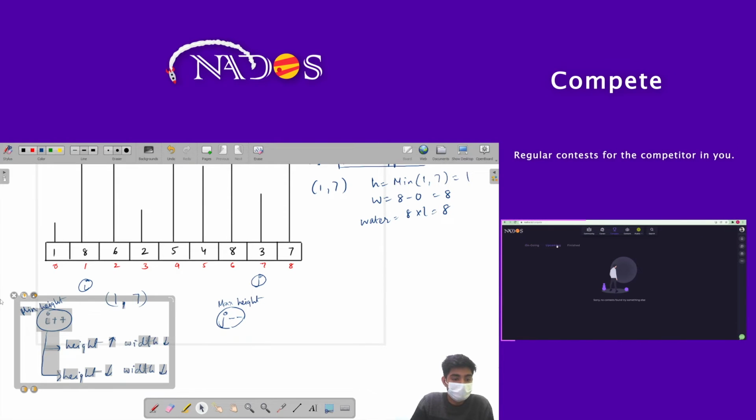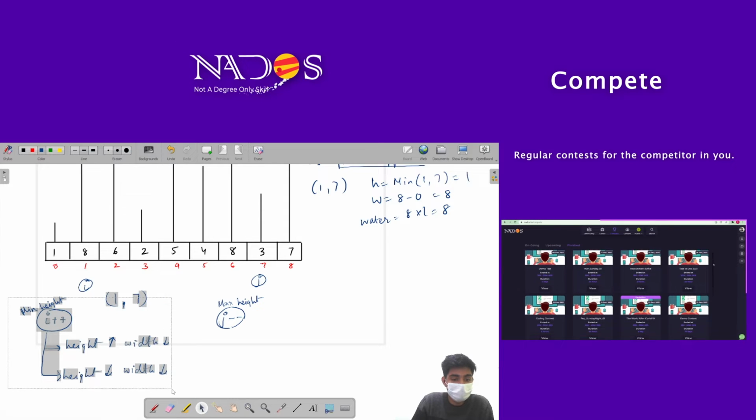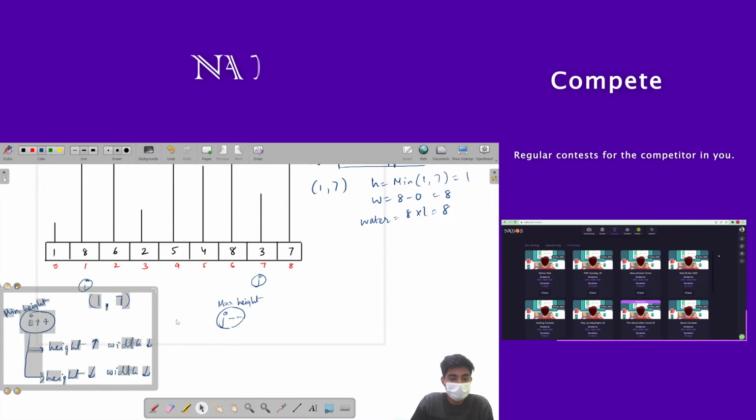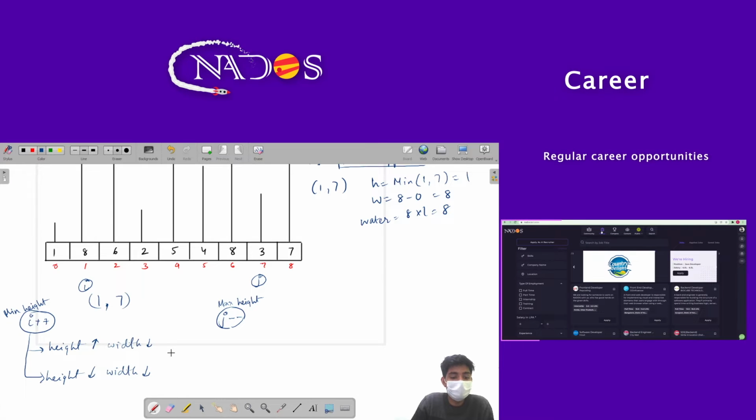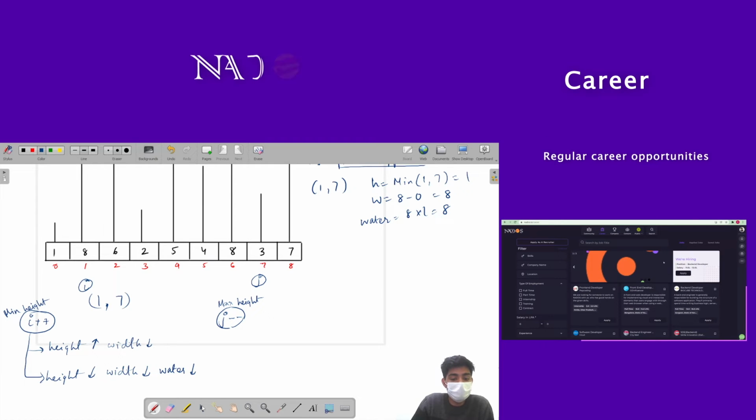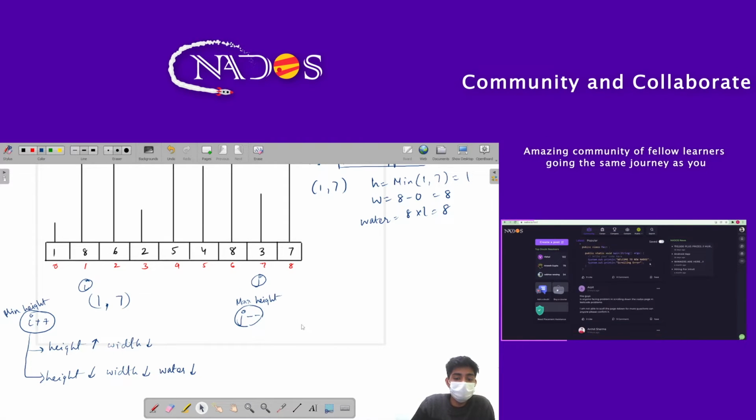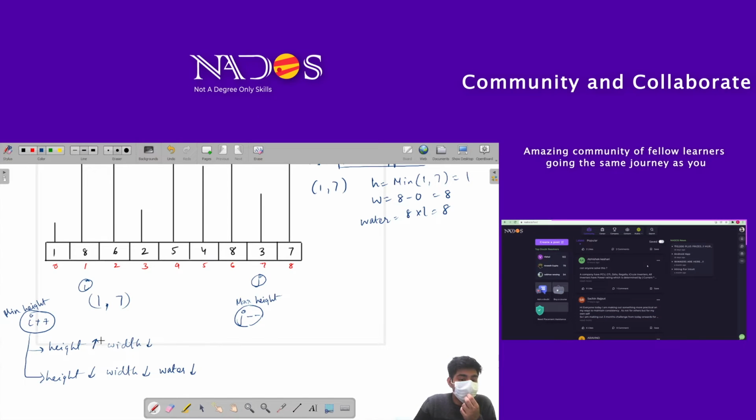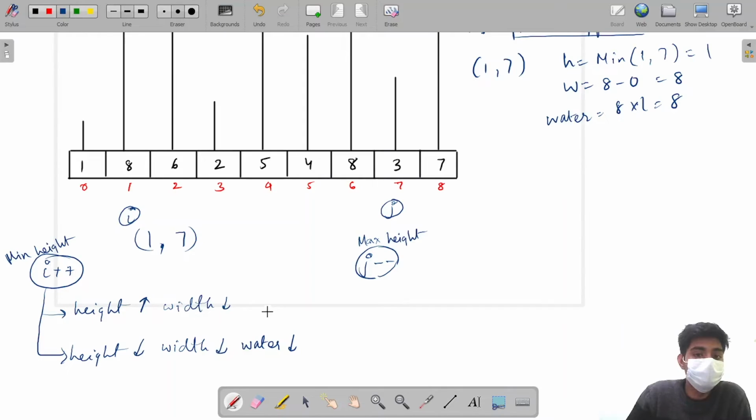Okay, now what do we mean by that? If my width decreases and my height also decreases, then that means my water is also going to decrease, right? The total water which I can store will also decrease. But if my height increases and my width decreases, then there is a slight chance that my water can increase. This does not mean that it is going to increase, but it means that it can increase. Okay, water can increase, right?